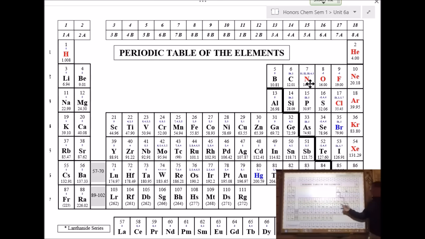It doesn't mean that if it's black, it's a metal. If it's red, it's a nonmetal. And if it's blue, then it's a metalloid. That's not what that means. It just means black is solid, red is a gas, blue is a liquid at the temperature we're experiencing right now.